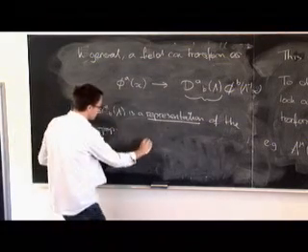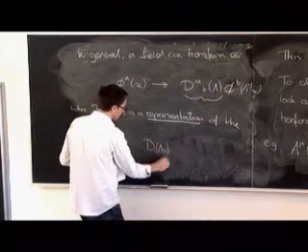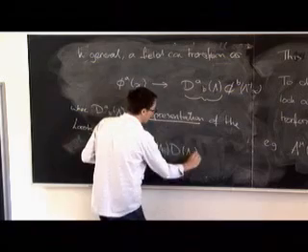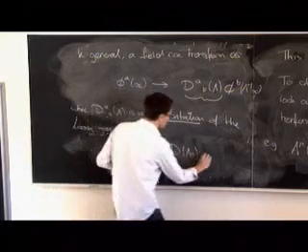Okay, so what does it mean that it's a representation of the Lorentz group? Well, basically it just reflects all the multiplication properties of Lorentz transformations.